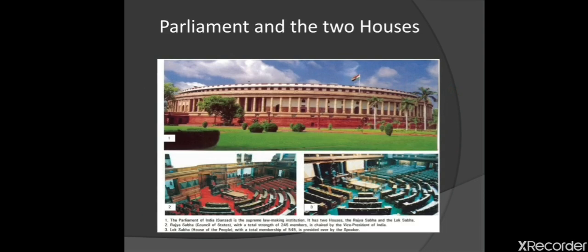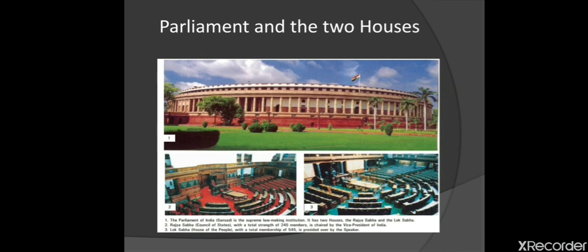Now let us look at this picture. So, Parliament in the two houses. Parliament is there, and here you can see number 2 is Rajya Sabha. Rajya Sabha is also known as Council of States. The first picture is of Parliament. Parliament of India is also known as Sansad. It is the supreme law-making institution. It has two houses, the Rajya Sabha and the Lok Sabha.